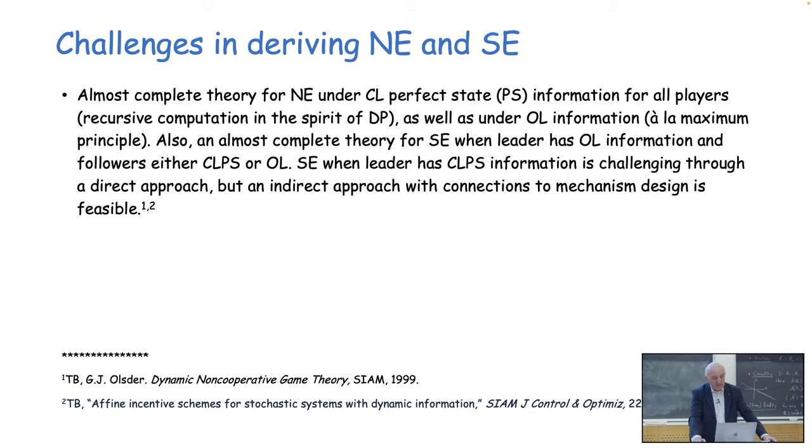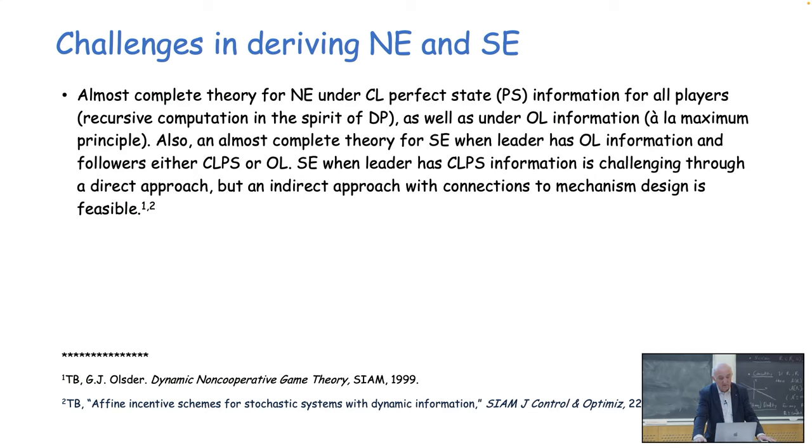Now, for the Stackelberg equilibrium, consider when the leader has open loop information. What that means is the policy of the leader does not have the states of the other players, or the actions of the other players through the states. So it's an open loop information structure. And the followers could play either closed loop, perfect state, or open loop. And this is not a challenging problem, and there are necessary and sufficient conditions one can obtain for general games.